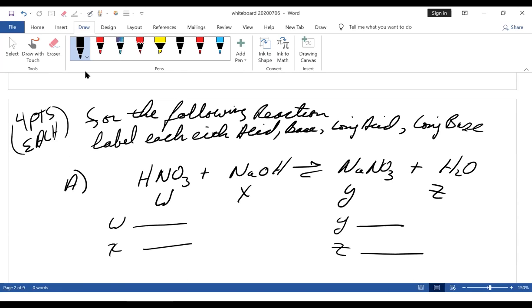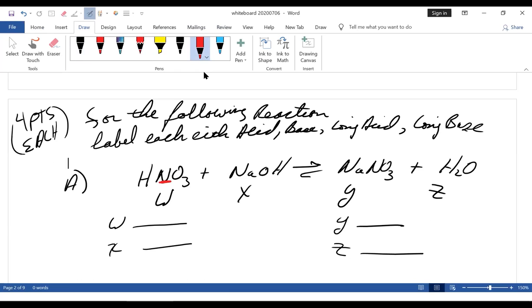If you were in a classroom, you'd be watching me write this on the board. All right, I'll do this one, then I'll let you try one. For the following reaction, label each either acid, base, conjugate acid, or conjugate base. What's a conjugate? Something that differs by just one proton. A hydrogen, that's the easier way for you to remember.